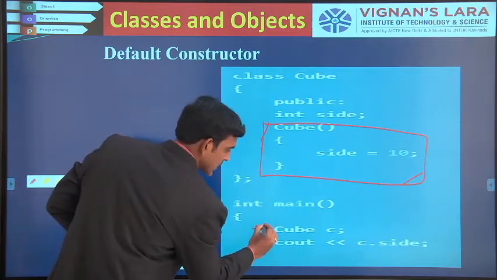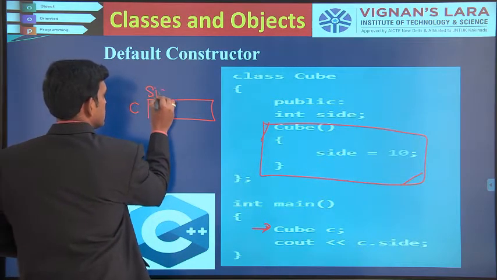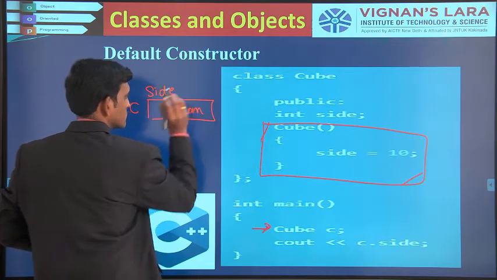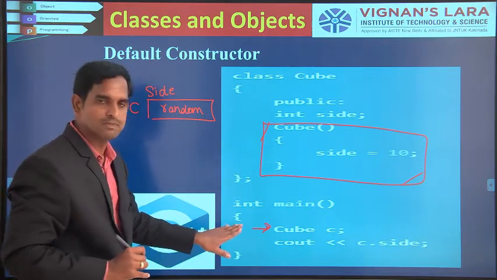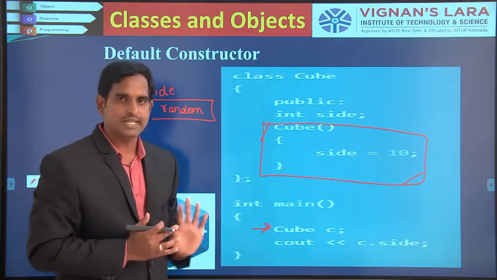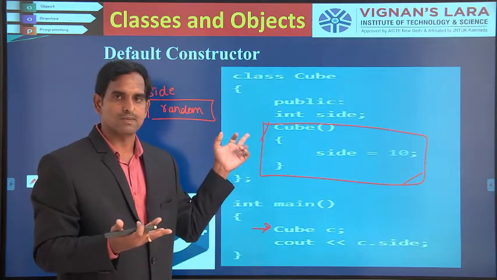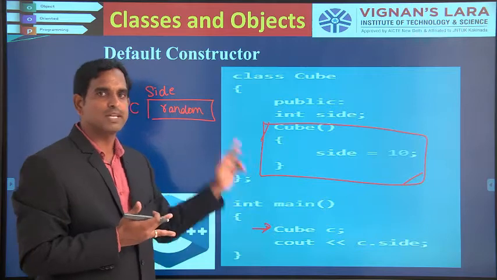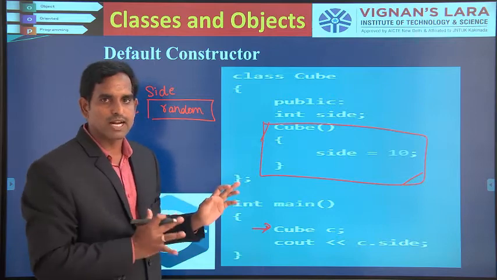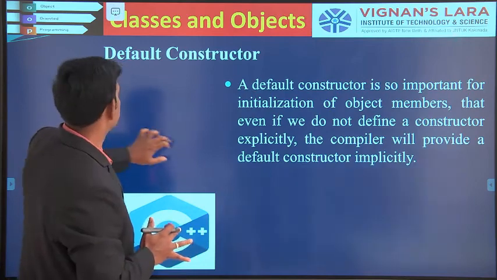So when I create an object like this, c will be the object, c will have the side, and it will have some random value. If I print c.side, we will get some random value or 0. You will not get 10. So if I want proper initialization, then I have to write the constructor. Even if you forget the constructor, it will create a default constructor, and that default constructor will give a random or 0 value to your side. So that is about your default constructor.